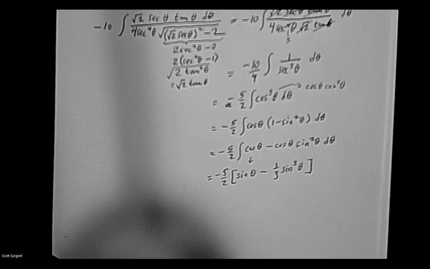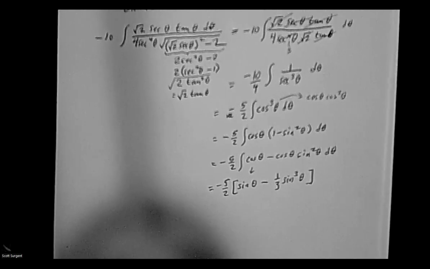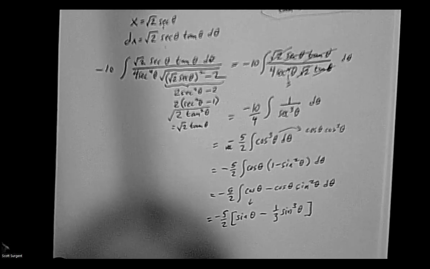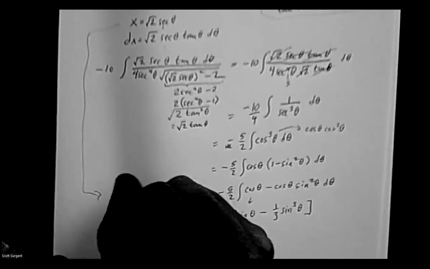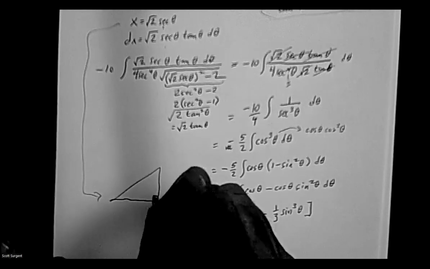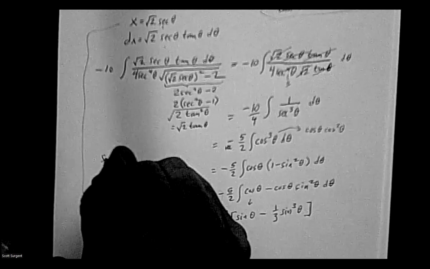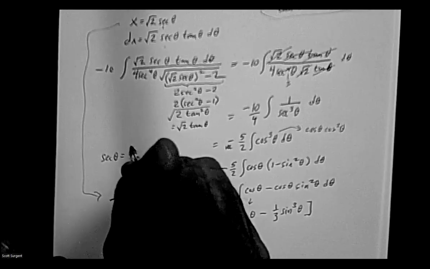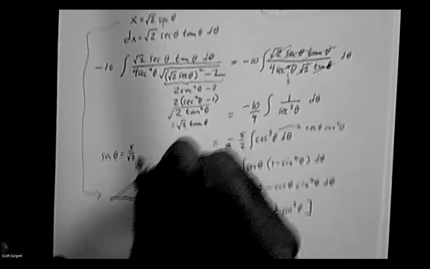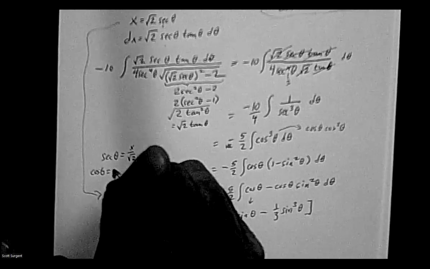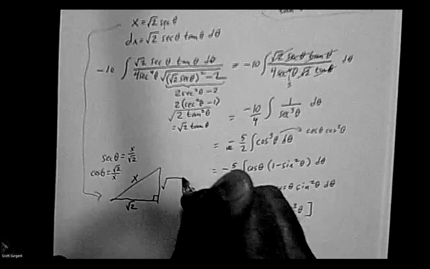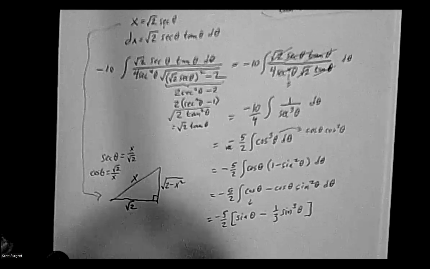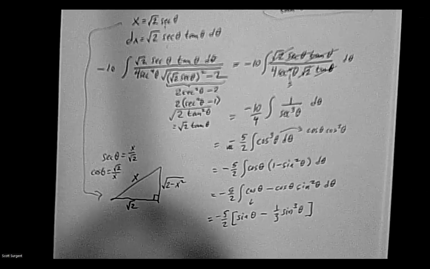Okay, and then now we got to convert that back into x's. So we go to the original way up top here. Let's bring that guy down, let's put it over here. Draw yourself a generic right triangle. Let's see. We have that secant theta is x over rad 2. That means the cosine theta is the reciprocal of that. So that means x rad 2, and this will be 2 minus x squared radical. Did you all catch that?